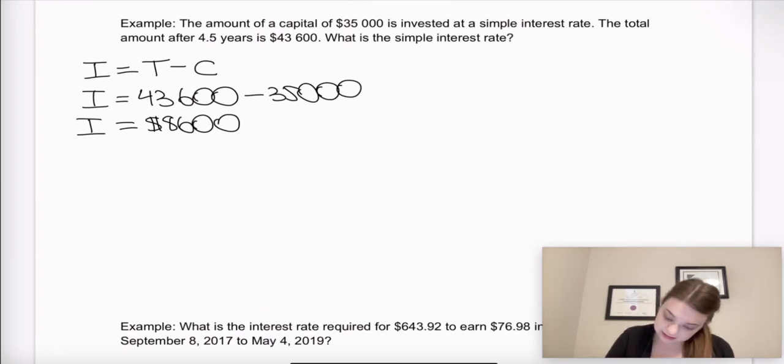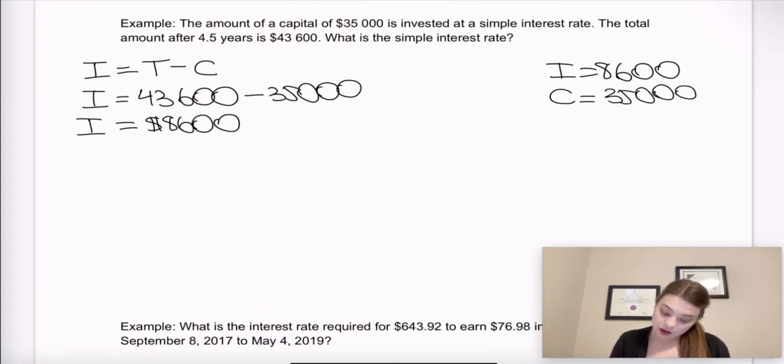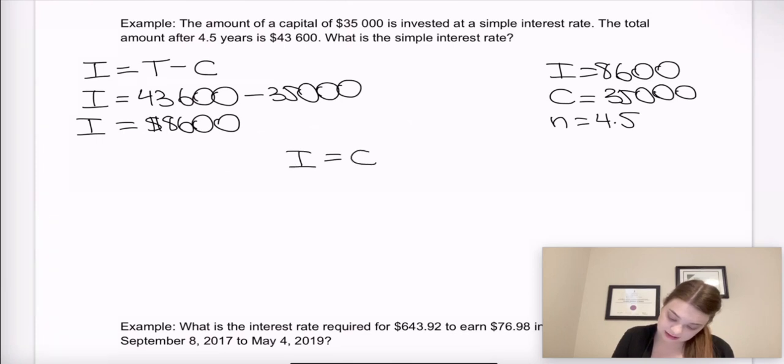So overall the total amount of interest accrued here is $8,600. We also know that the original capital invested is $35,000. We also know that the amount of time that passed is 4.5 years, and we want to know the simple interest rate. So we know that the interest is equal to CIN, and we don't know what I is. We don't know what the interest rate is.